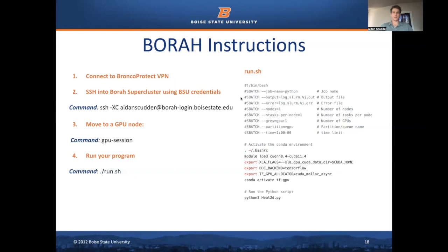Now I'll go over the Bora instructions specifically for Boise State students. First, you'll need to connect to the Bronco Protect VPN. Then, using the command I've listed below, you can SSH into the Bora supercluster using your BSU credentials. Once you're in the Bora supercluster, you'll want to move to a GPU node via the command GPU session. Note that a GPU may or may not be available, so you can use another command that the computing department will give you to check what nodes are available and the state they're in. Next, you'll run your program via a script, and you can see the content of the script on the right. This is so you can run your programs on Bora in a controlled manner, since it's a shared resource.